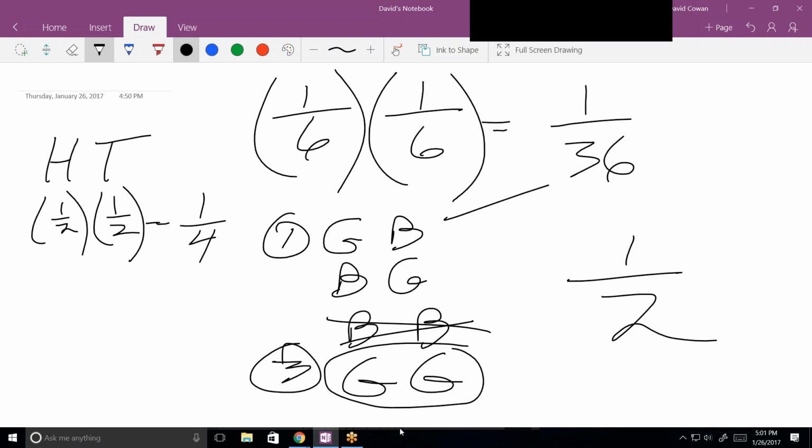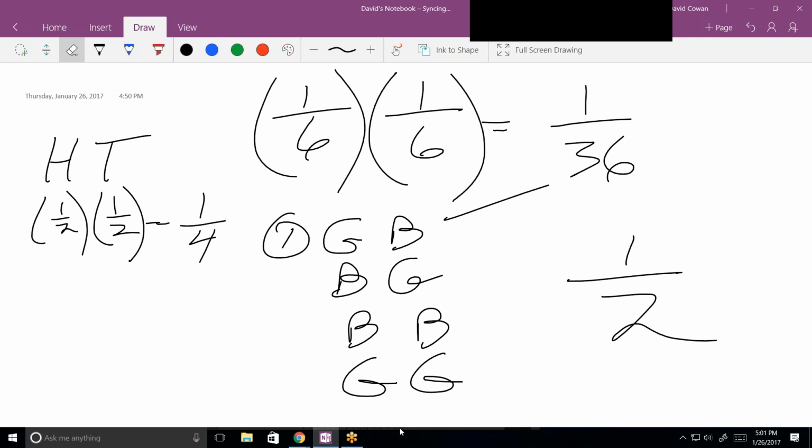If you're going to explain this to somebody, you need to write all 4 possible ways that 2 children can be born. And then the fact that you saw one of the children was a girl eliminates the boy-boy possibility. And now there's only 3 other possibilities, and only one of those has another girl in it. Cool, huh?